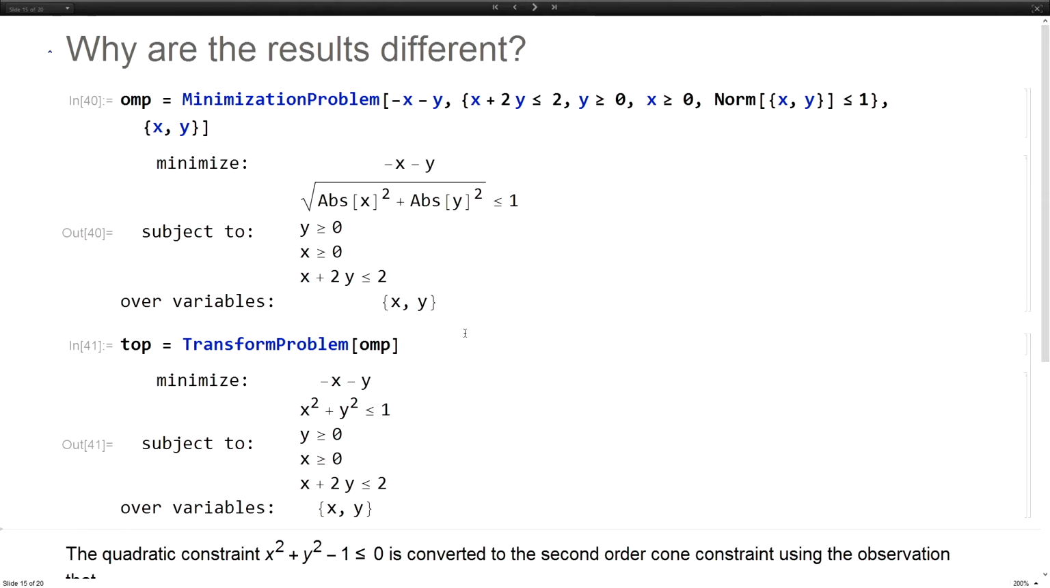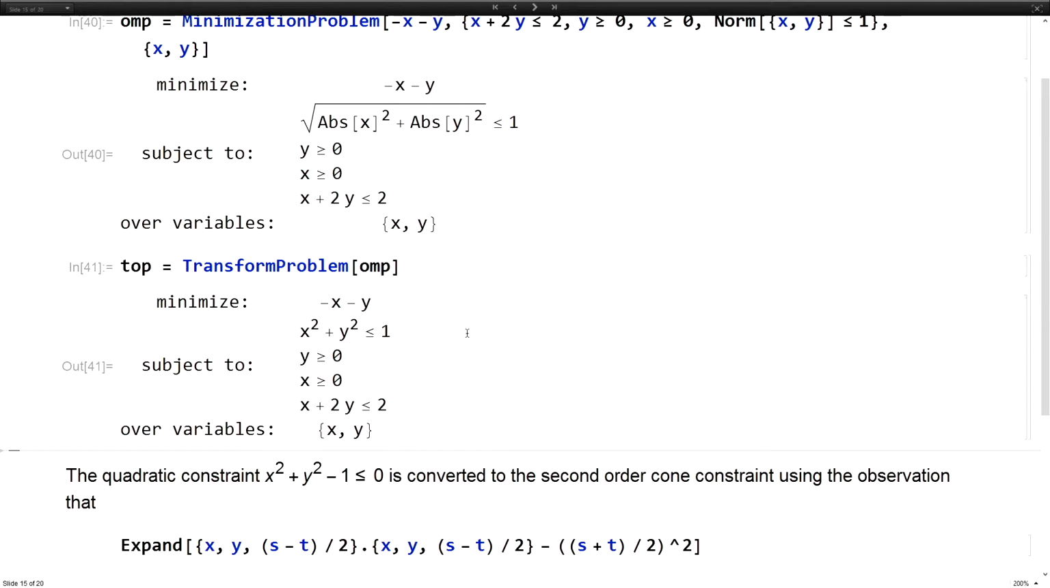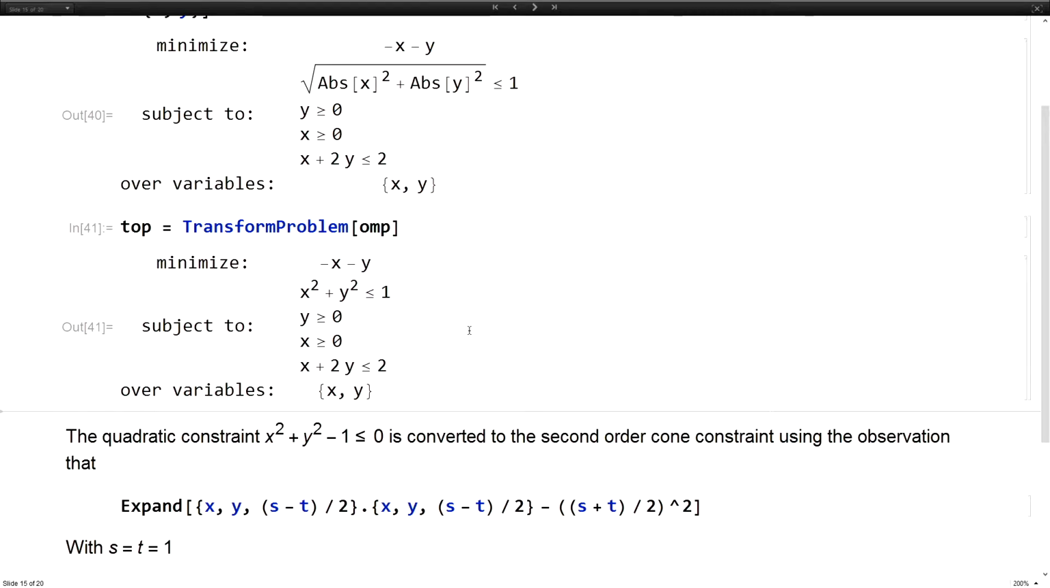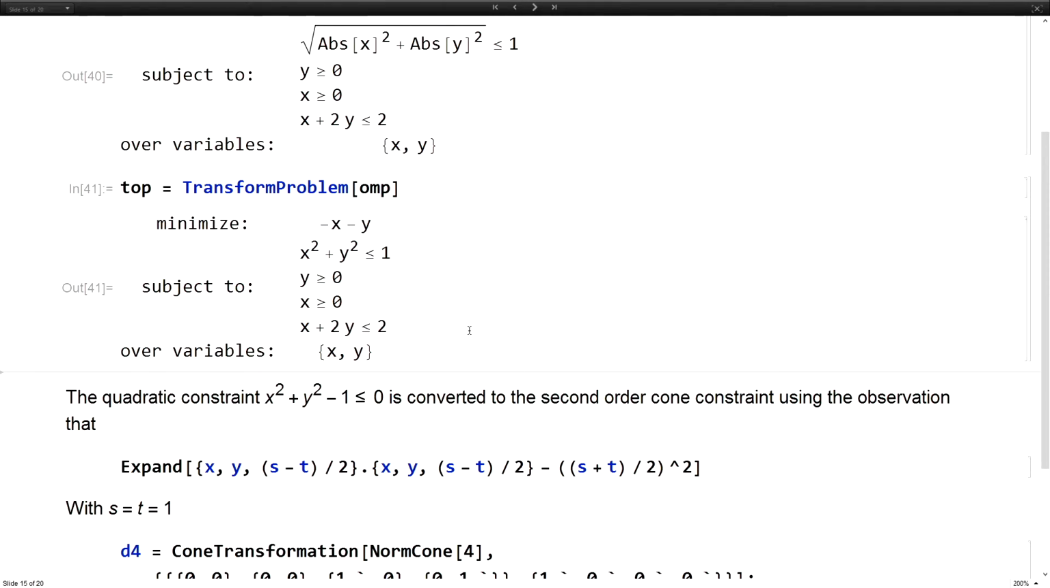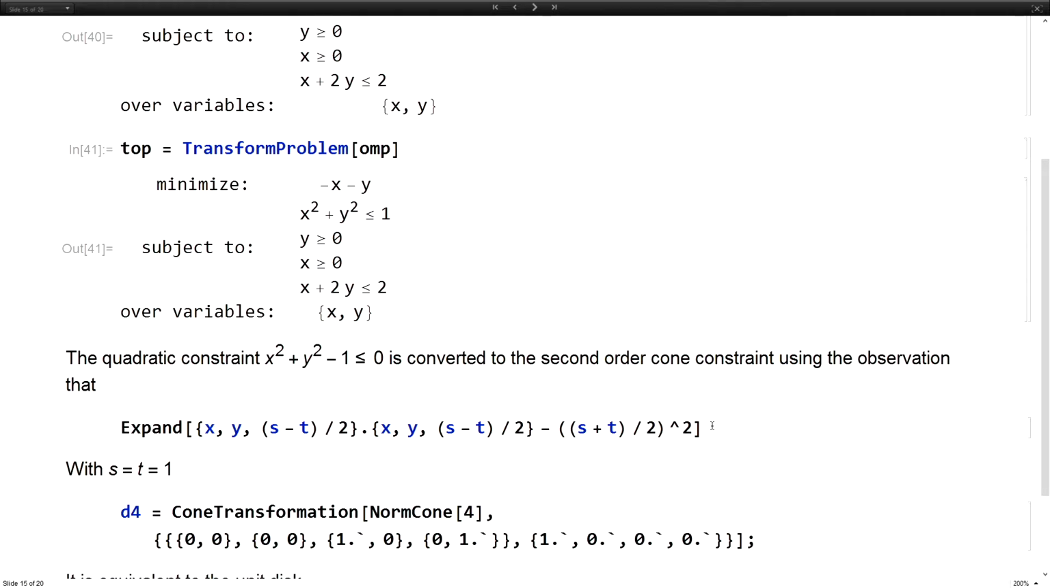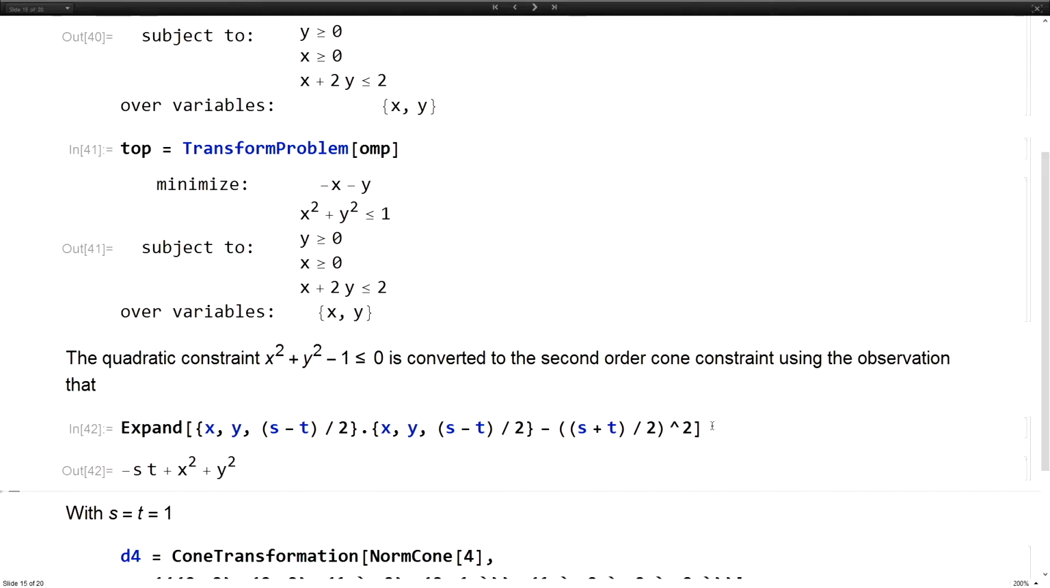So now I have a mapping from a quadratic function that works like this. So I have to map a quadratic function. A quadratic function can always be represented by a second order constraint. And a general rule works like this. If I take a function (x, y, s minus t over 2) dotted with itself, and then I take s plus t over 2, that comes out to x squared plus y squared minus st. That's a so-called rotated second order cone. So if I have something like this, I can create a one longer second order cone that's going to do that.